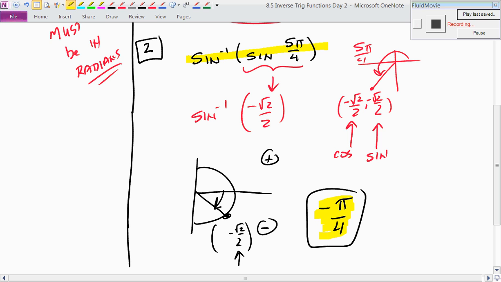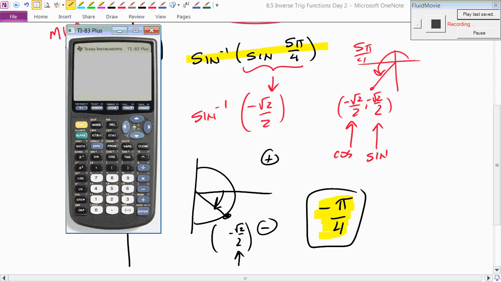You with me on that? Okay, so how can we check that on the calculator? Here we go. Let's do this one. We're going to turn on, hit clear. We're going to take second sine of the sine of 5 pi divided by 4. Close parentheses, close parentheses. Push enter.